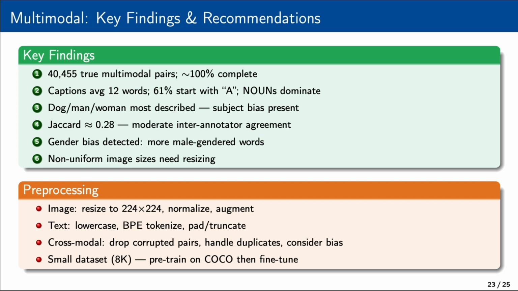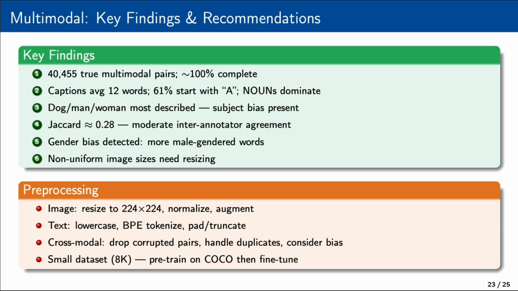Dogs, men, and women are heavily overrepresented as described subjects, meaning a model trained on this data will be disproportionately better at captioning those subjects than others. The Jaccard similarity of 0.28 also tells us annotators had only moderate agreement, so the captions are diverse but not always consistent. Gender bias at a 1.42 male to female word ratio is another issue worth flagging for fairness-sensitive applications.